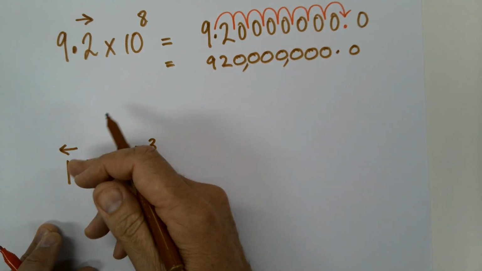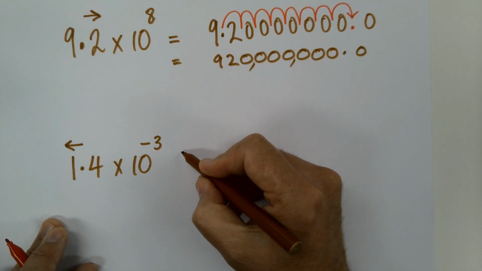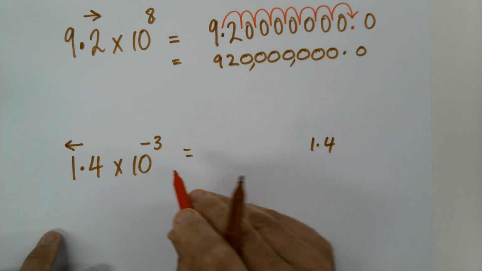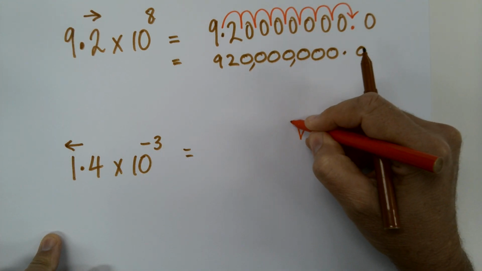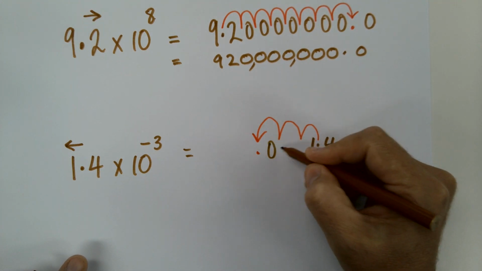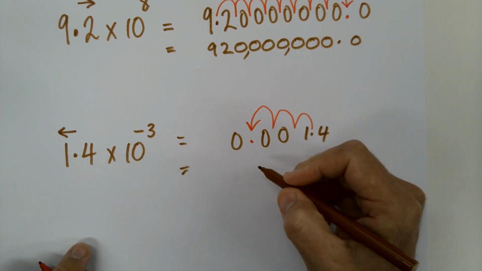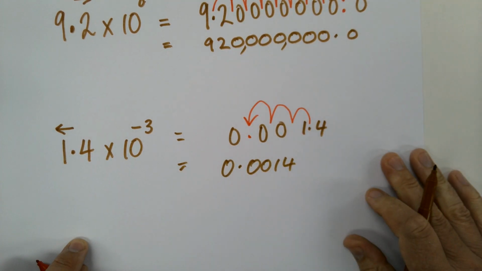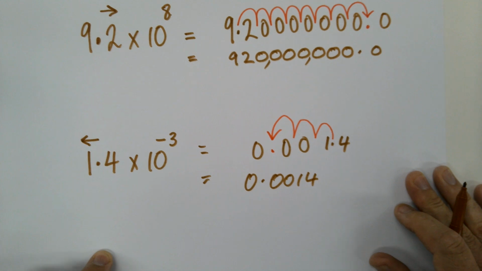Now this one, decimal place going that way. So I need some space at the front, and I'm going to jump 3 places: 1, 2, 3. There's my decimal place there. So let's write it out a bit more neatly: 0.0014. That's basically how you do it.